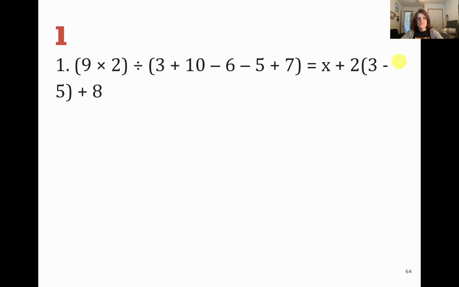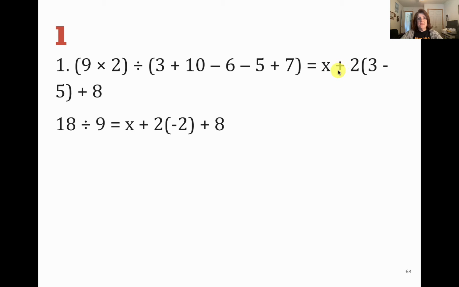Number 1, you are given 9 times 2 divided by 3 plus 10 minus 6 minus 5 plus 7 is equal to x plus 2 times 3 minus a negative 5 plus 8. First thing you should do is those parentheses. 9 times 2 is 18. 3 plus 10 minus 6 minus 5 plus 7 is 9.